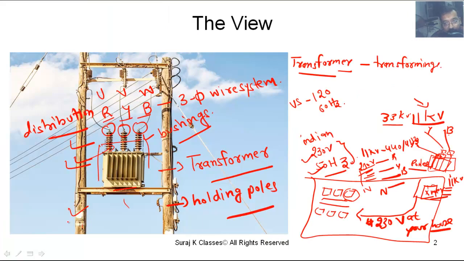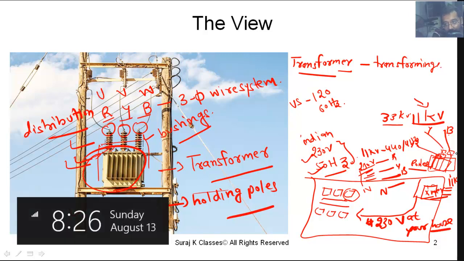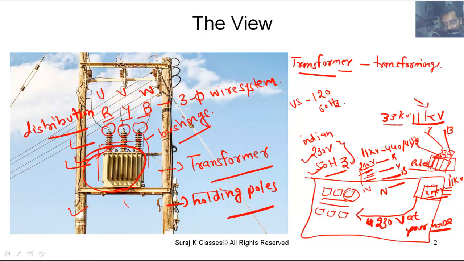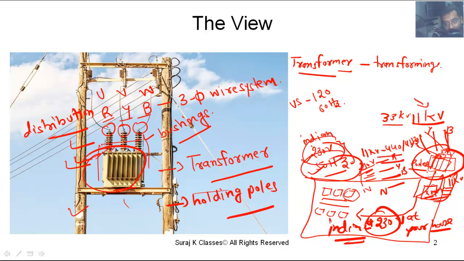I have also explained how this transformer is installed at your distribution line, how the RYB lines are coming, and how this is getting transformed to 230 volt, that is the Indian standard voltage. How this is converted to 440, then 230, and frequency is always constant. 230 volt is also different for different countries, like 120 volt 60 hertz for the United States. This has also been explained in my slide number 2.